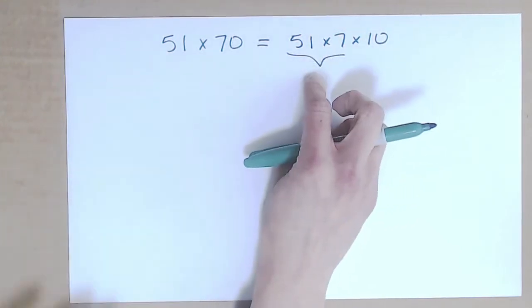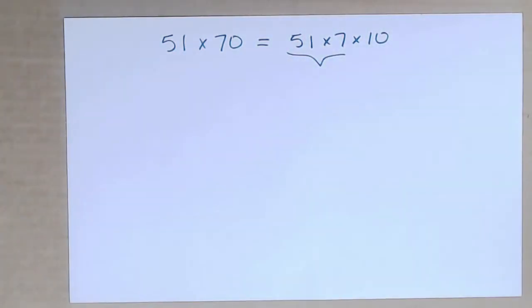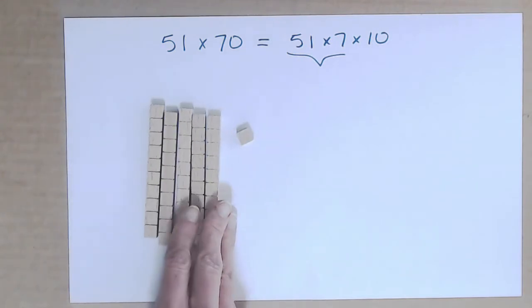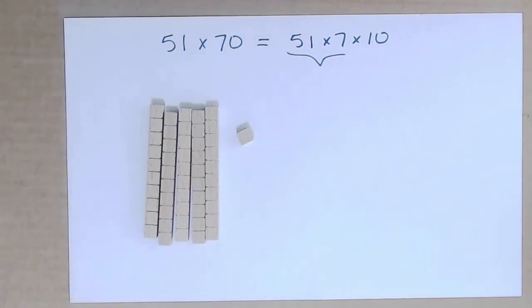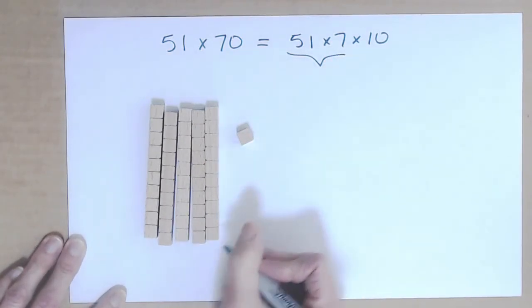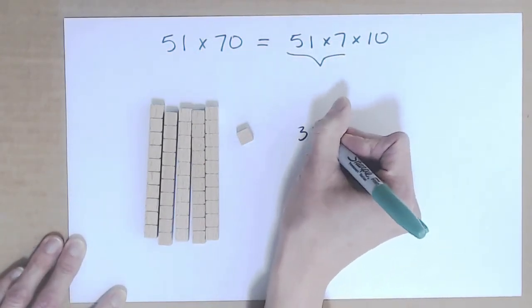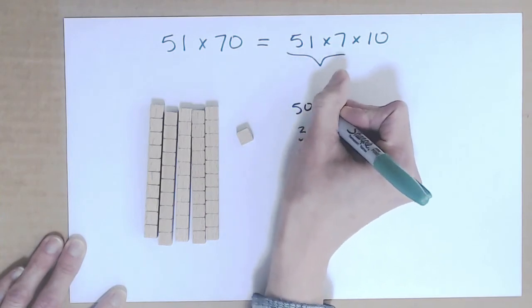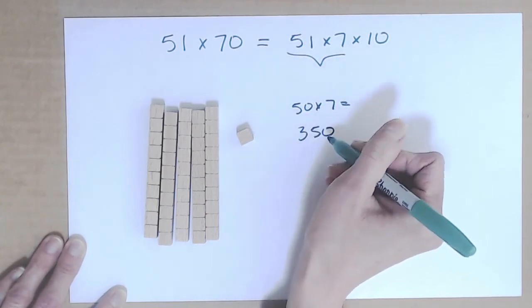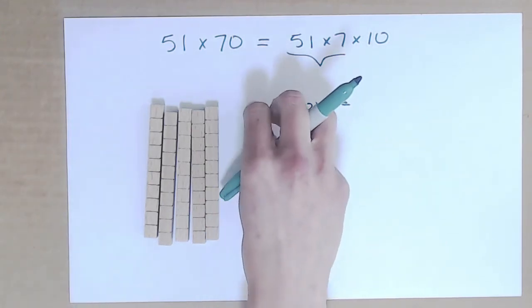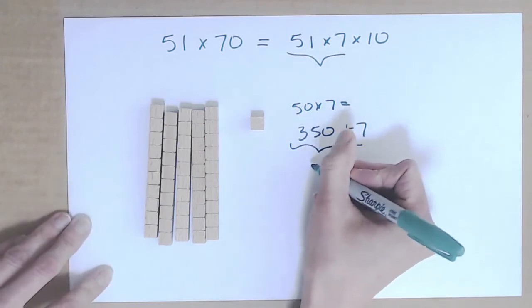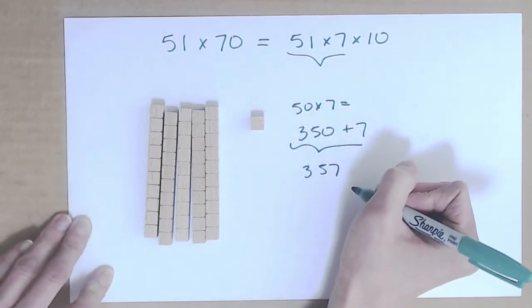So now this is really just what I've been showing. It's just the 51 times the 7. So 50 times 7 is going to be 350. 50 times 7, 7 times 5 is 35 plus the 0, 350. And then the 1 times the 7 would be 7. So that's going to give you 357.